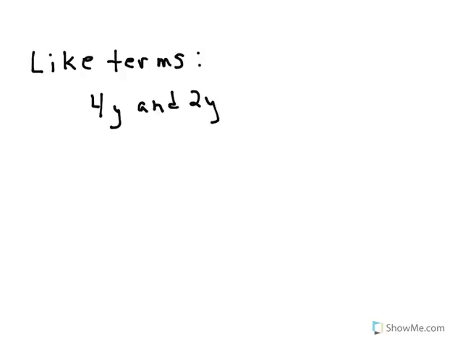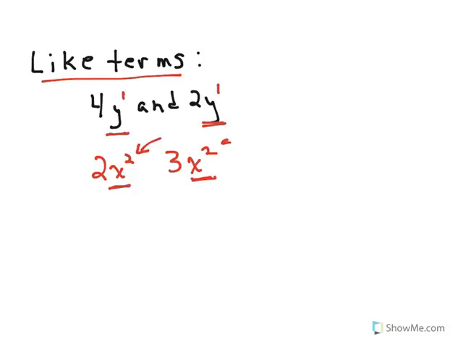Like terms have exactly the same variable with exactly the same exponent. And when no exponent is listed, it is assumed to be a 1. So 4y and 2y are like terms. 2x to the second power and 3x to the second power are like terms because they have the same variable and the same exponent. 3z and 5z are like terms.